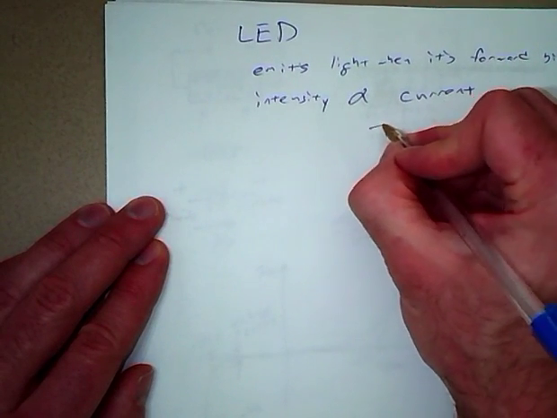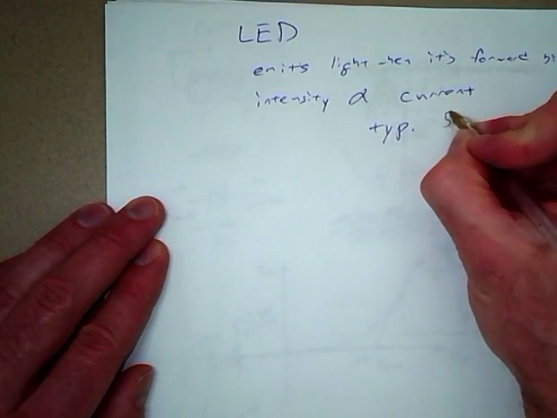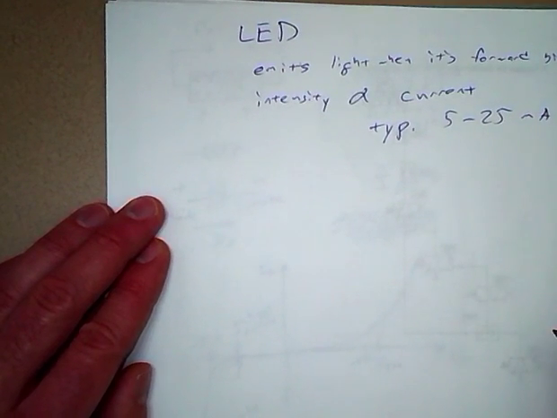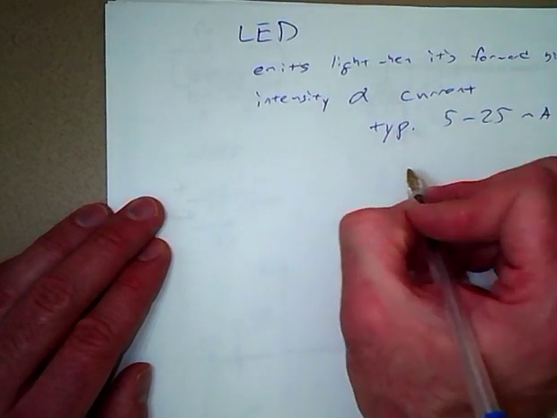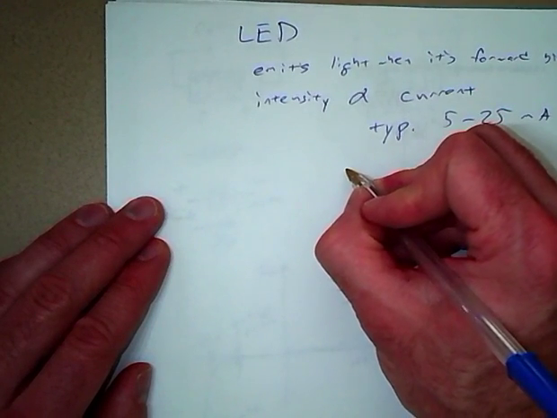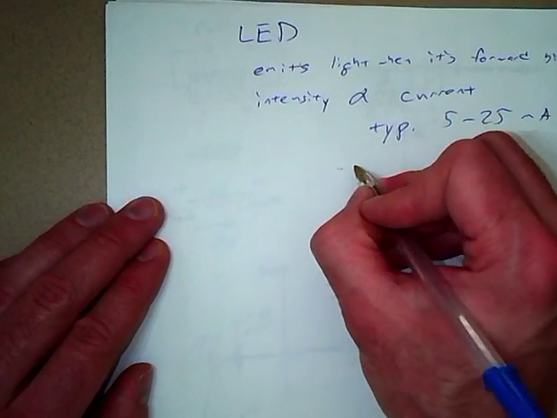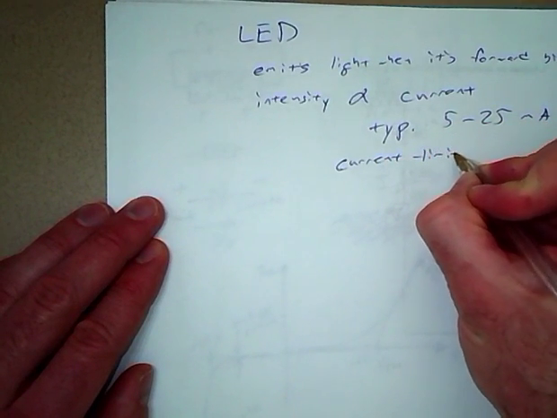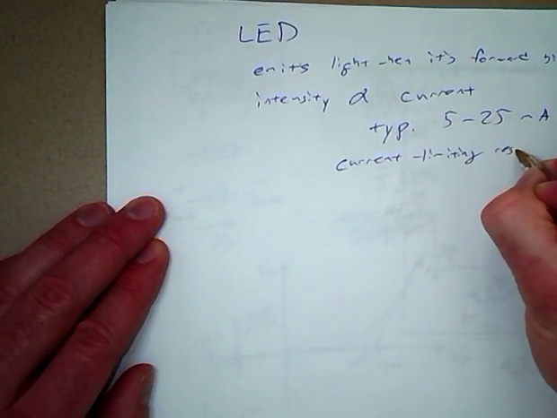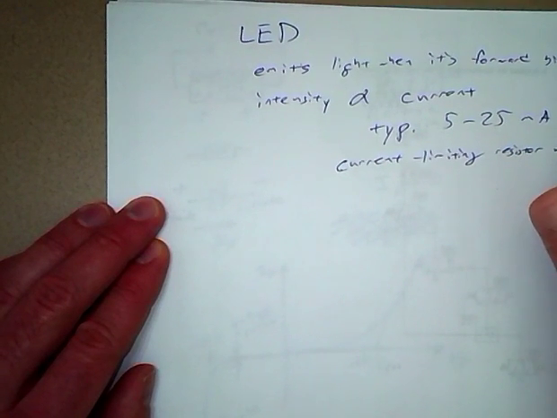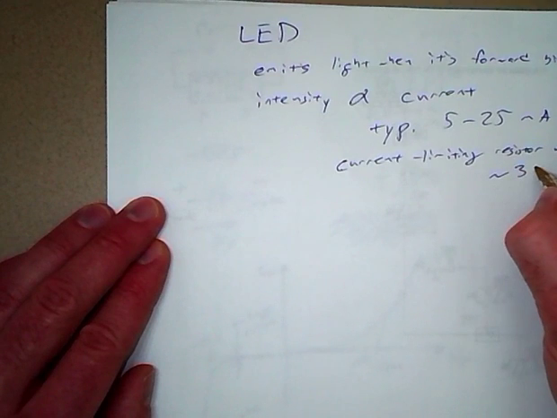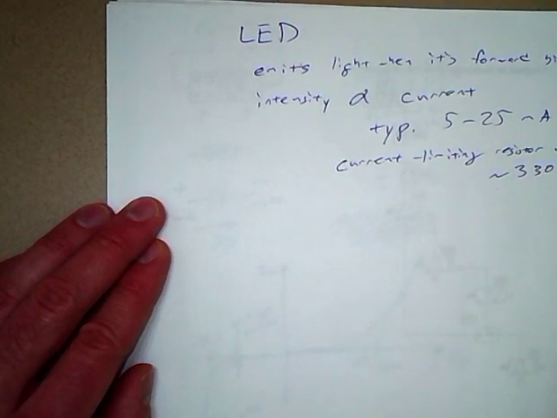And typically the current is about 5 to 25 milliamps. Also, typically we will include a current limiting resistor. A common value is 330 ohms.